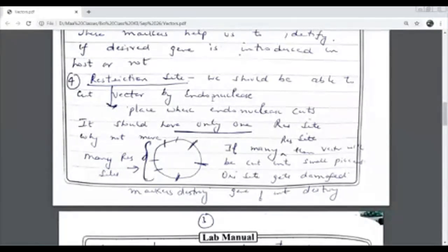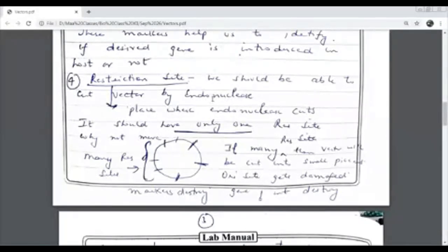Endonuclease. That means there should be some site where endonuclease can cut that particular vector. That site is what we call the restriction site. So what do you mean by restriction site? We should be able to cut the vector by endonuclease. At least one such site should be there, beta.